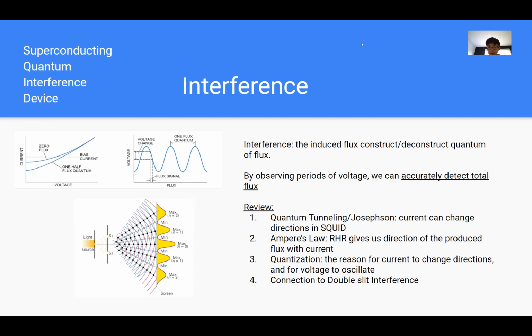So to sum it up, we went through the quantum tunneling and Josephson effect and Ampere's law and right-hand rule, also Faraday's law. Also, you don't have to worry about those laws for now, and we will probably discuss more quantum mechanics and E&M in the next semester. And there's quantization and double slit interference.